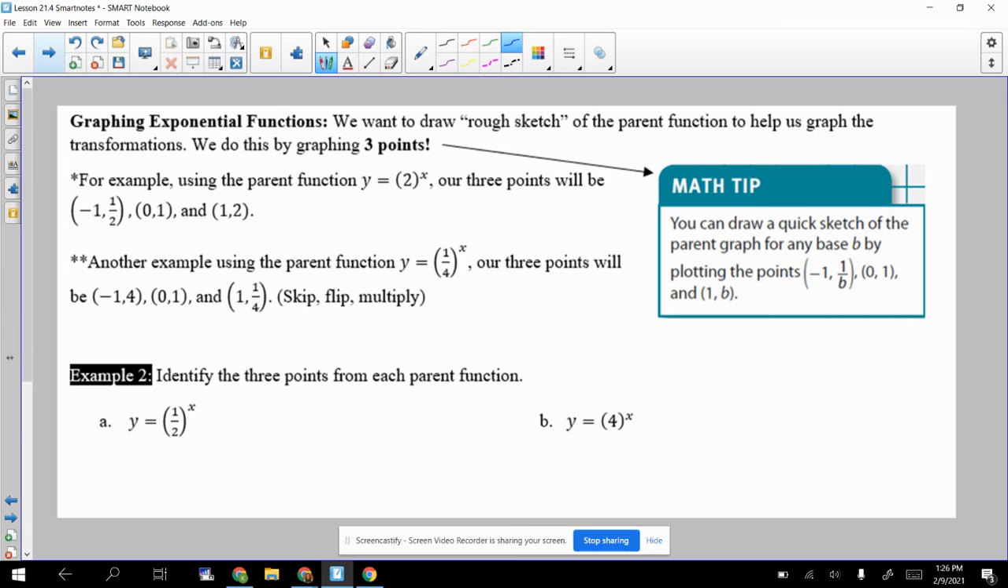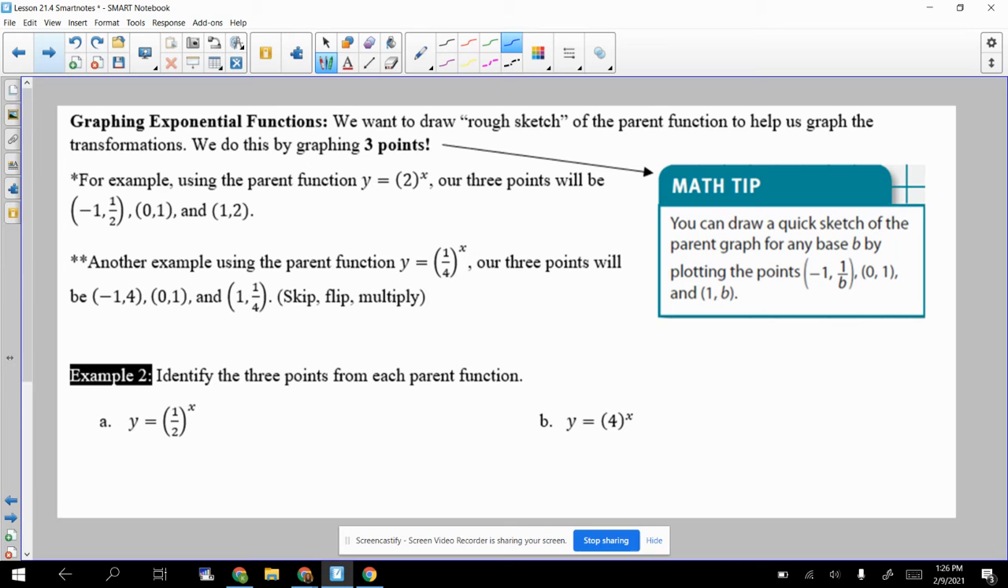Moving right along, we are going to move into graphing exponential functions. So here's what we want to do. We want to be able to draw a rough sketch of the parent function to help us graph the transformations. And we're going to do this by graphing 3 points.